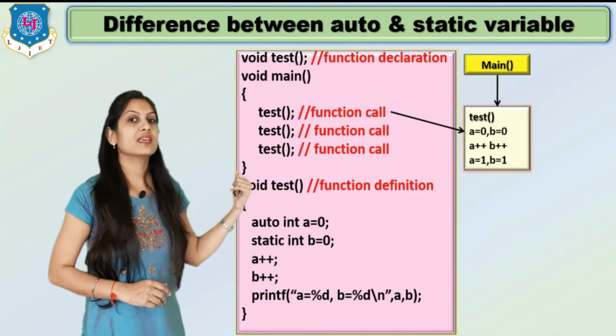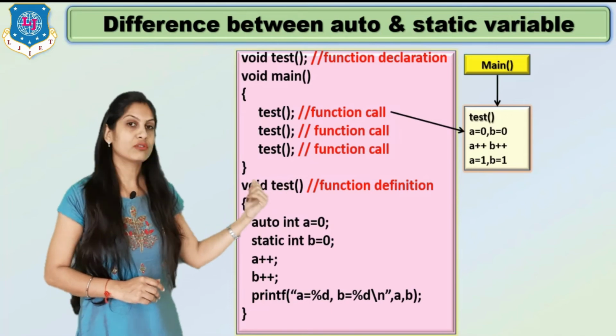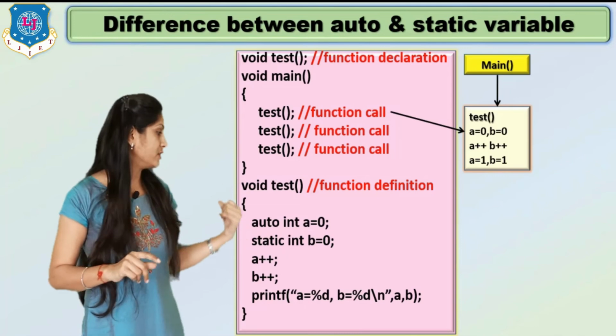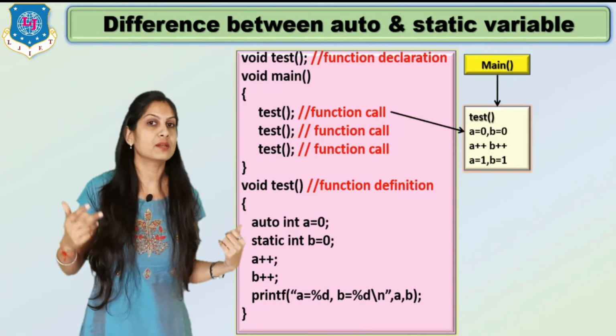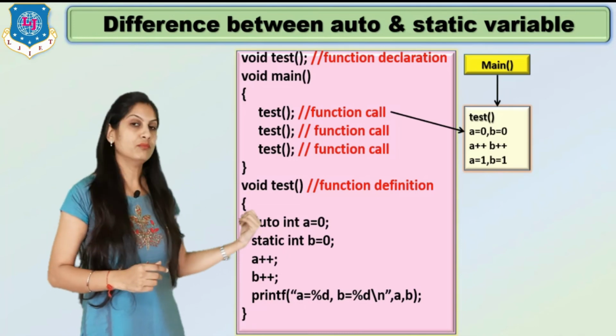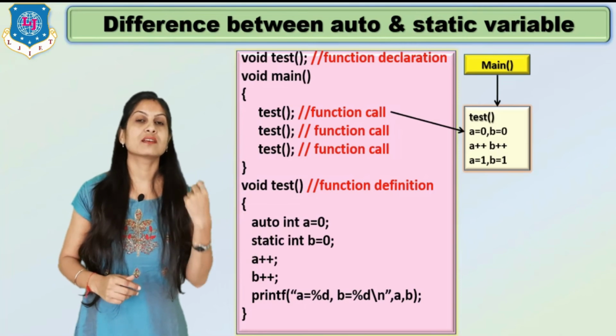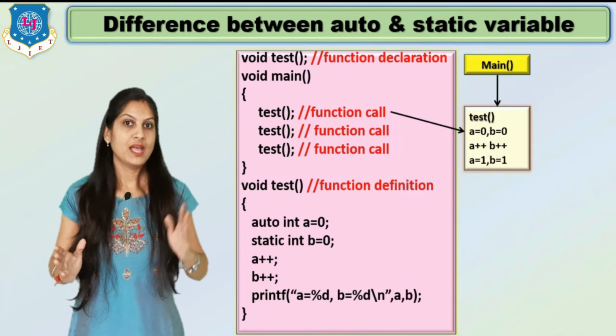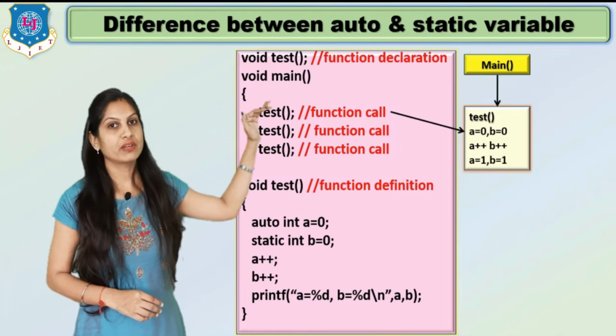So in that case a is 0 and b is 0 right now. So a will be incremented and becomes 1, and b is also incremented and becomes 1, and now print both values. So in that case our output is a equals 1, b equals 1. And now come back to our void main.